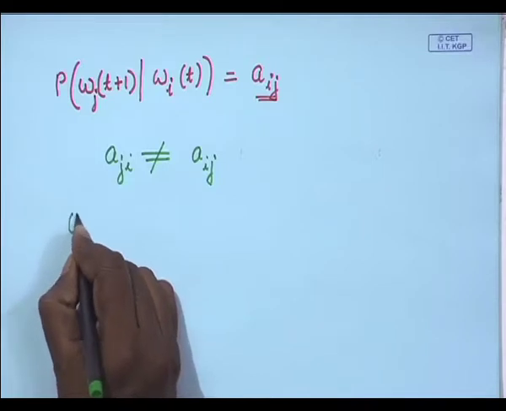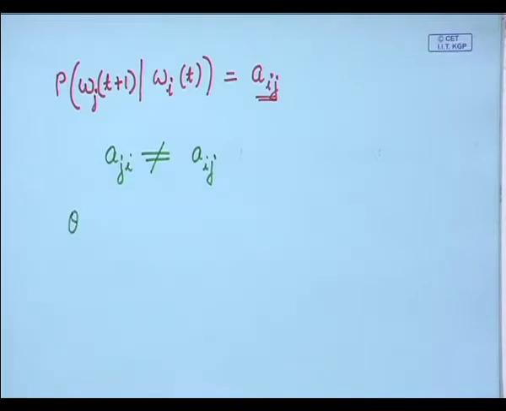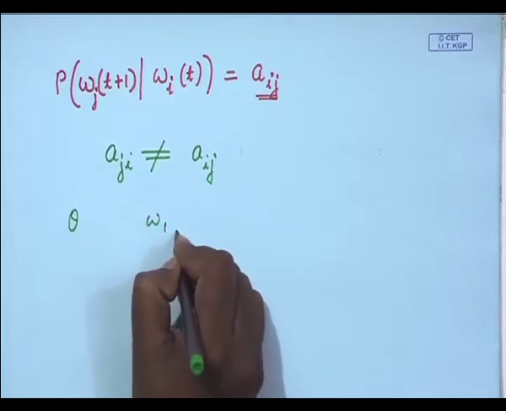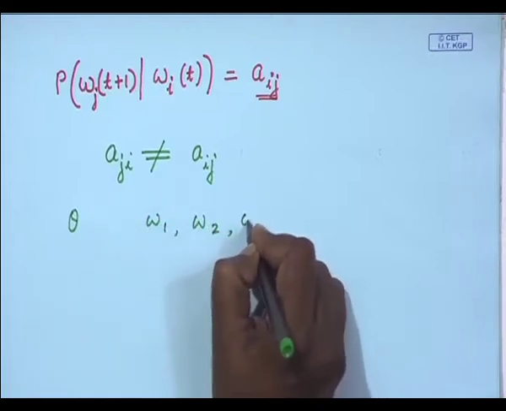Now, suppose you are given a particular hidden Markov model, which can recognize a particular temporal pattern. We usually represent such a model by a symbol, say theta. So, this theta represents a specific hidden Markov model. Say, for example, this particular hidden Markov model theta has 3 different states: one is omega 1, one is omega 2 and the other state is omega 3.